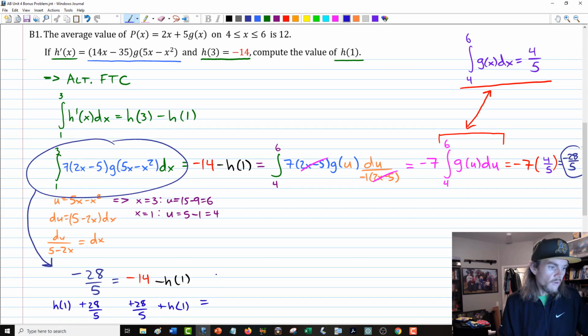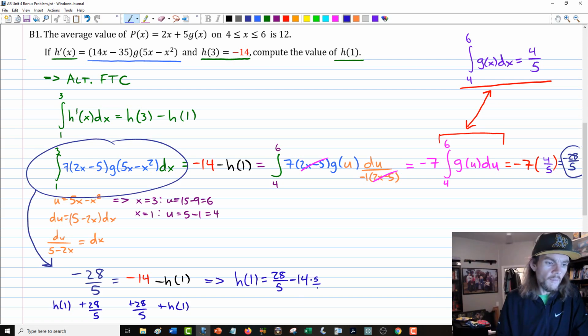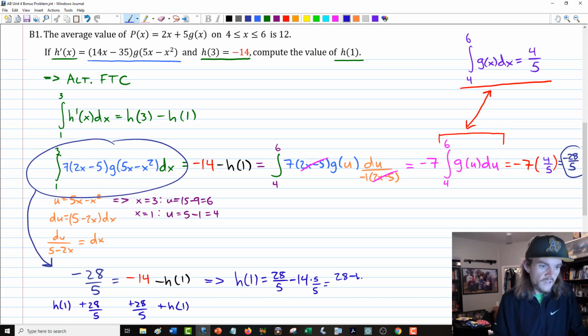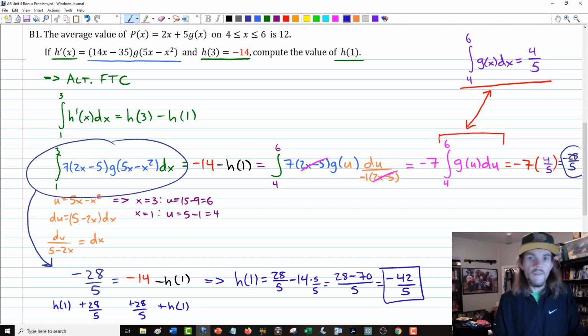Once I do that, I'm now going to have h of 1 is equal to 28 over 5 minus 14. This is the right answer, by the way, but let's clean this up a little bit. So I'm going to multiply up and down by 5 over 5. It's going to give me 28 minus 70, all over 5. And that is, by the way, negative 42 over 5. And there is the answer to our bonus problem.